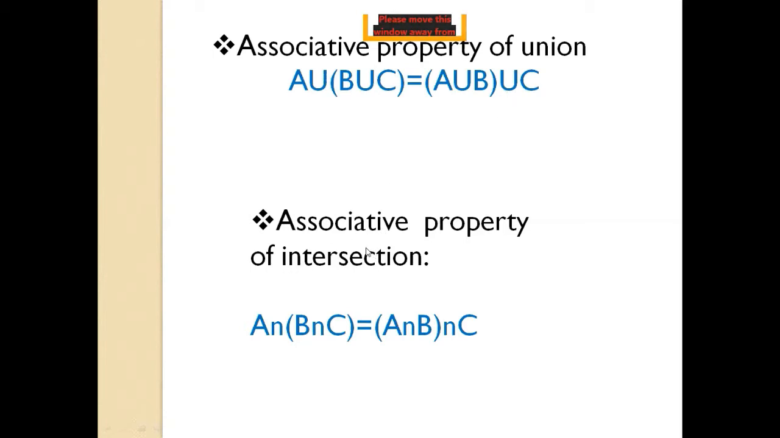And then number 4 property, the associative property of intersection. As this is associative, we are using three sets here: A intersection, in brackets, B intersection C, equals A intersection B, in brackets, intersection C.